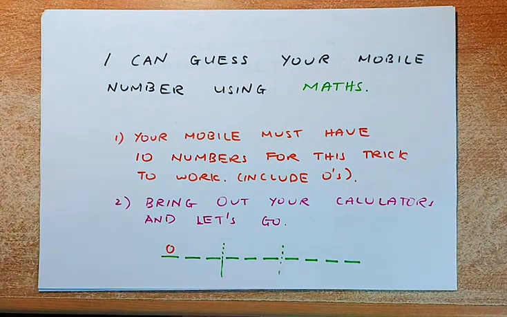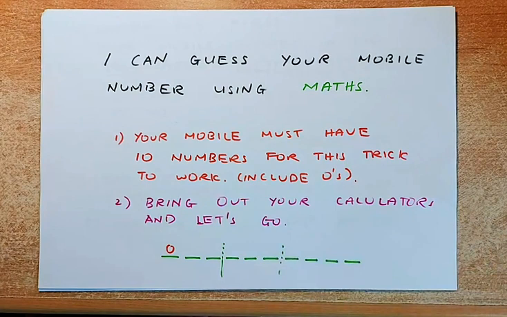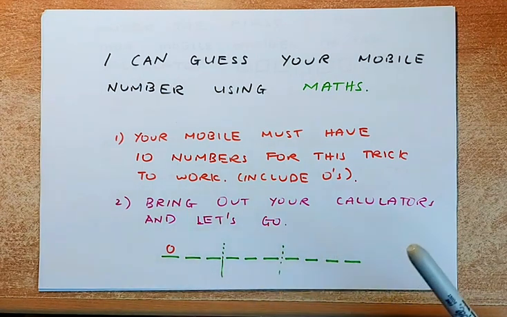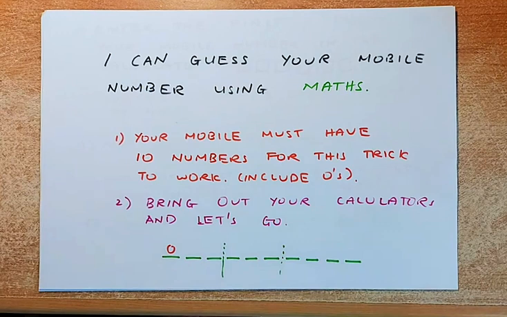The first thing you need to know is that your mobile number must have 10 digits for this trick to work. In New Zealand, most of the numbers start with 021 or 022 or 018. So put the number including the 0 in your number. Divide the number into 3 different sections: the first 3 numbers, followed by the next 3, and the last 4 digits.